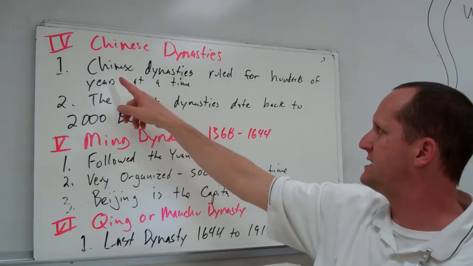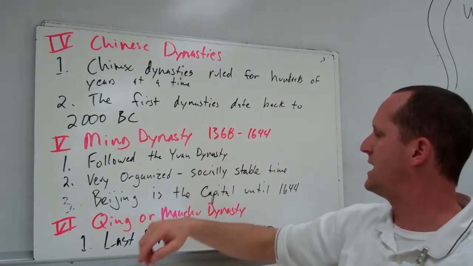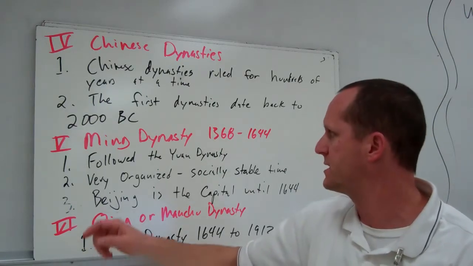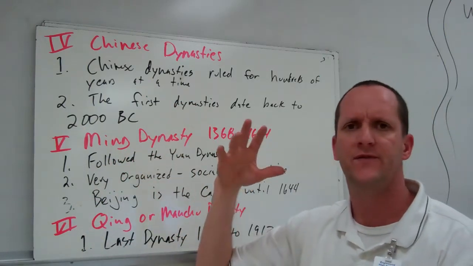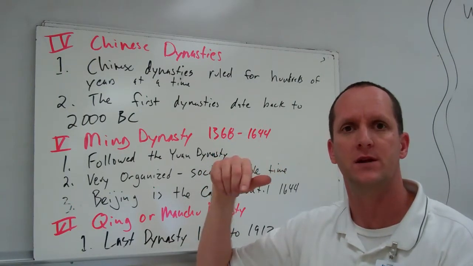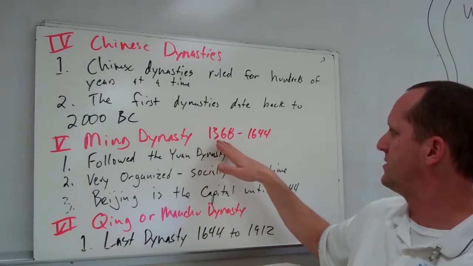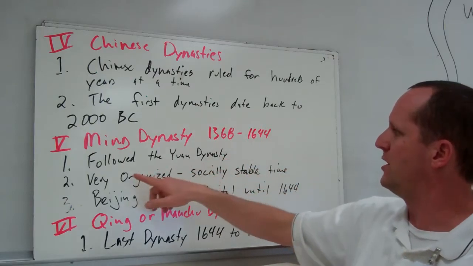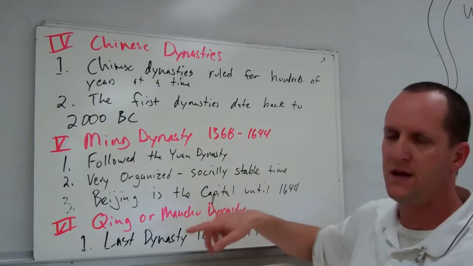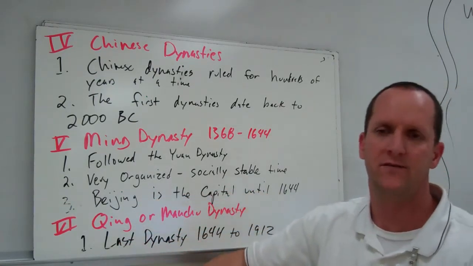Now, the Chinese dynasties ruled hundreds of years at a time. The first dynasties date back to 2000 BC, which is 4,000 years ago. We talked about a few dynasties in class: the Tang Dynasty, Song Dynasty, and Yuan Dynasty. These were the ones that followed that. The Ming Dynasty, 1368 to 1644, followed the Yuan Dynasty. They were a very organized society, so they were socially stable at the time. Beijing is the capital until 1644.